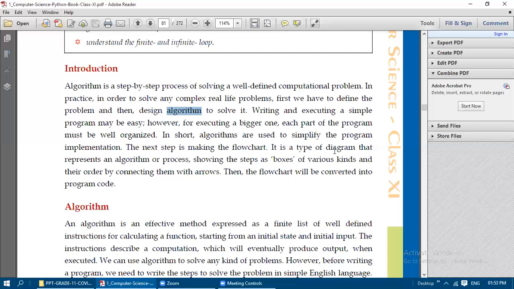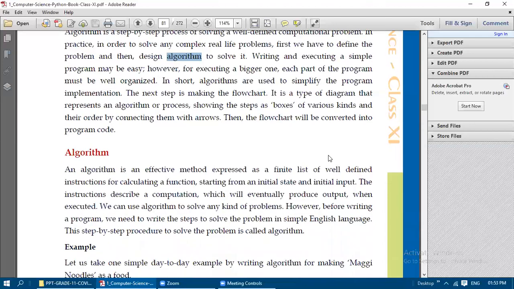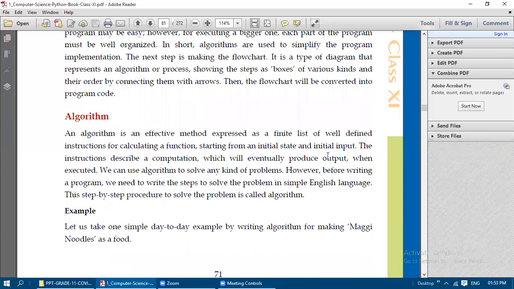Okay, so then the flowchart will be converted into a program code. So after writing an algorithm, we will draw the flowchart. After drawing the flowchart, we can easily convert the flowchart into a program. So for a lengthier program, normally we'll go for an algorithm, and then we will draw the flowchart, and then we will write the code.